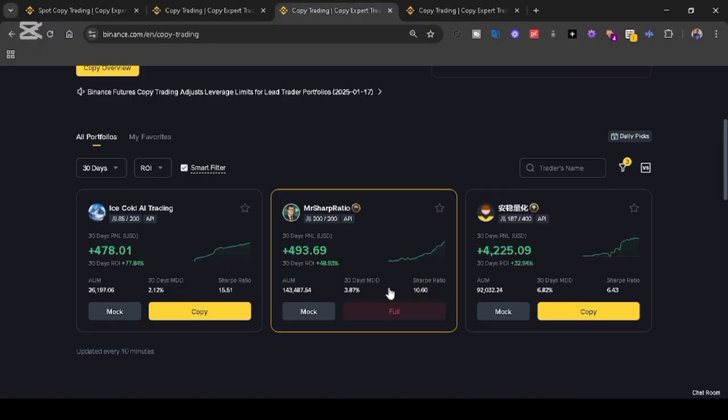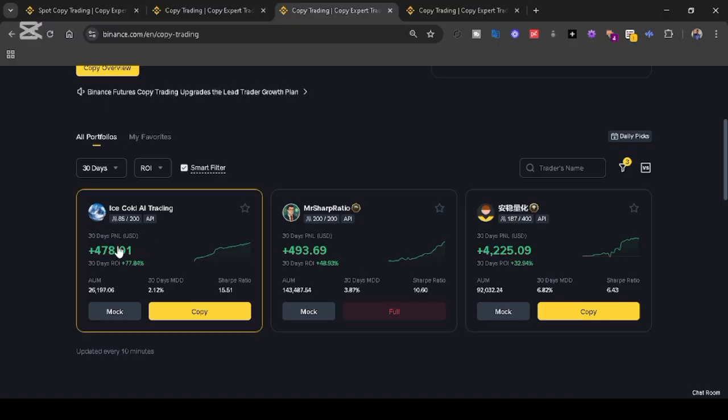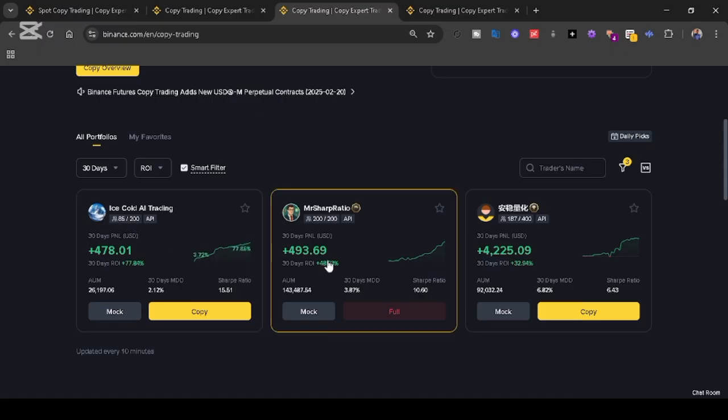Among these 3 people, who we choose depends on whether you are allowed to choose. Like this second one here has been copied totally. He is allowed to accept a total of 200 copy traders and 200 have already copied. This one is allowed to accept about 400 copy traders, and he already has 187. This one is allowed to take up to 200 copy traders, and he already has 85. Looking at these options, I'll be sticking to this option or this option.